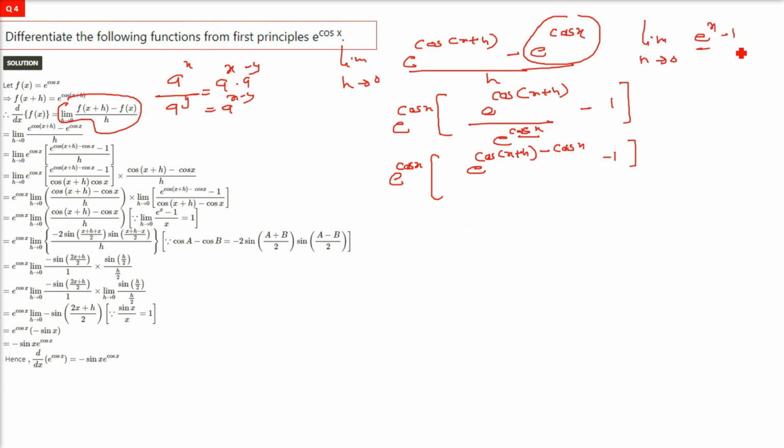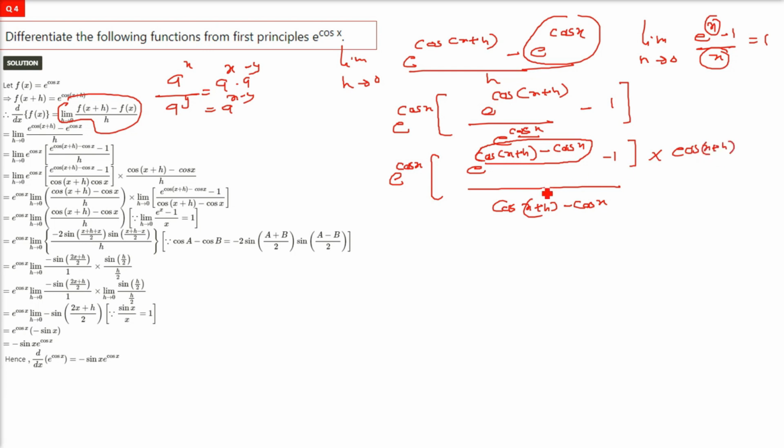Okay, now see, we have limit h tends to 0. Up till now we have seen limit x tends to 0, (e raised to x minus 1) by x is equal to 1. So whatever is there in the power of e, just write that thing in the denominator: cos(x+h) minus cos x in the denominator. And that also should be in the numerator because you are introducing it yourself. So the power of e, whatever is there, I introduced in the denominator.